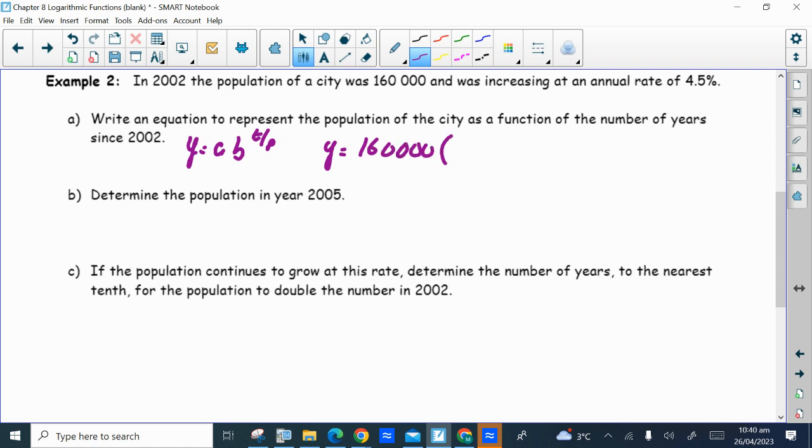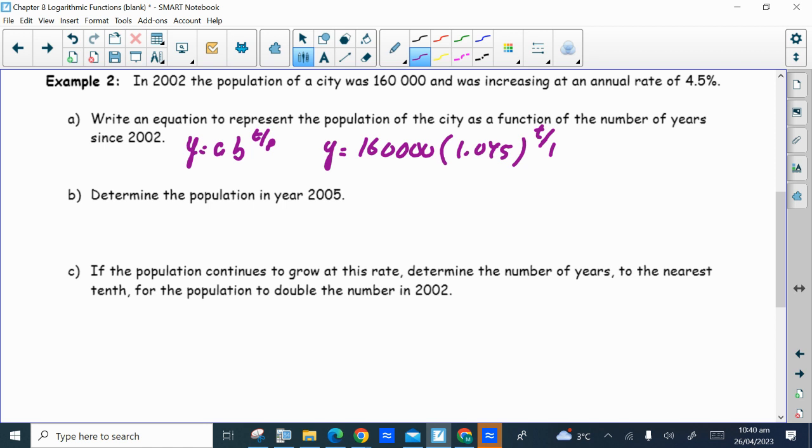B, our growth rate, because it's increasing at a rate of 4.5% per year, you're going to have 100% plus 4.5% more, which would be 0.045. And that will be to the power t over p, which will be 1, because it's increasing at that rate every 1 year. So essentially the exponent is just t, where t would be the time in years.